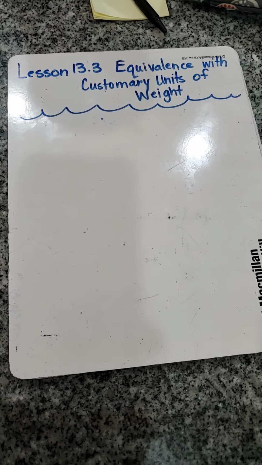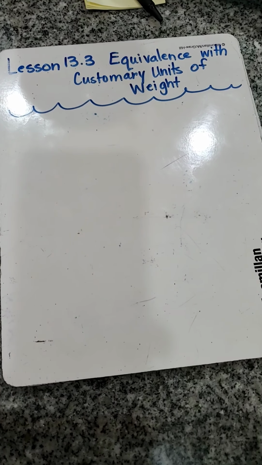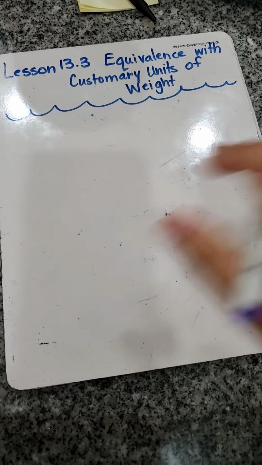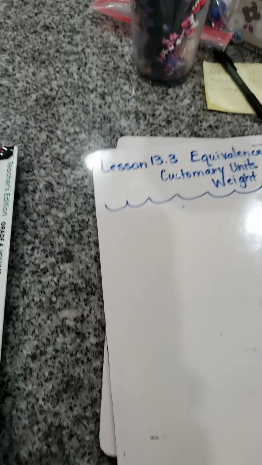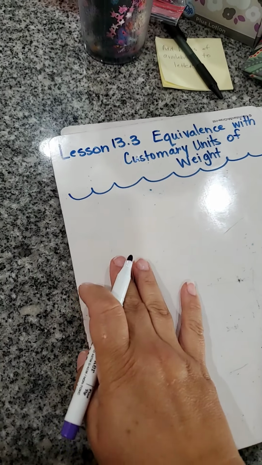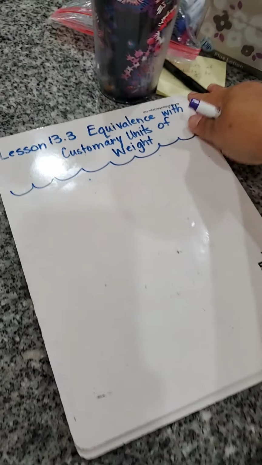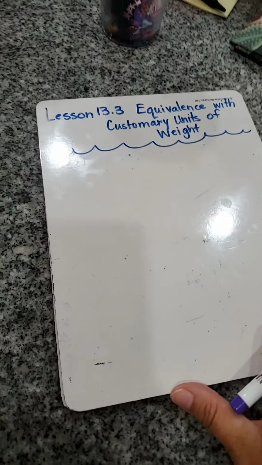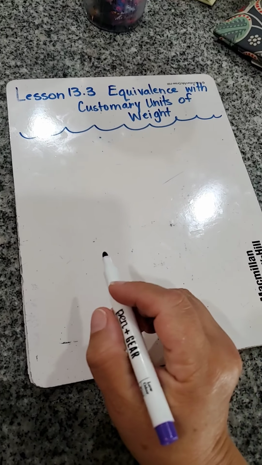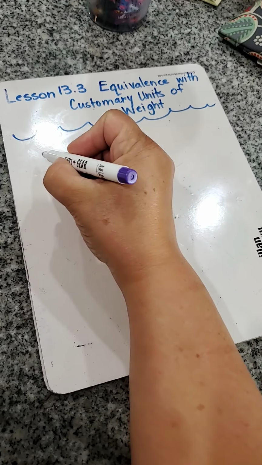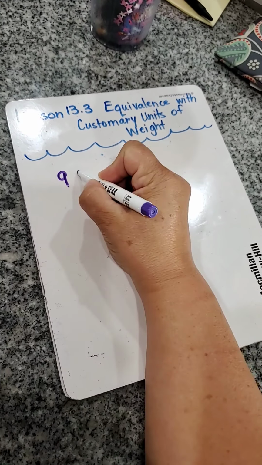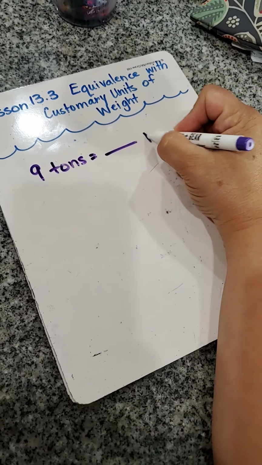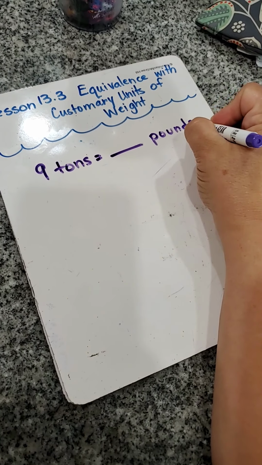Lesson 13.3, Equivalence with Customary Units of Weight. So we're going to start today with tons and pounds. If you have your conversion sheet out, it's going to help you today. So let's first start with 9 tons is equivalent to how many pounds?